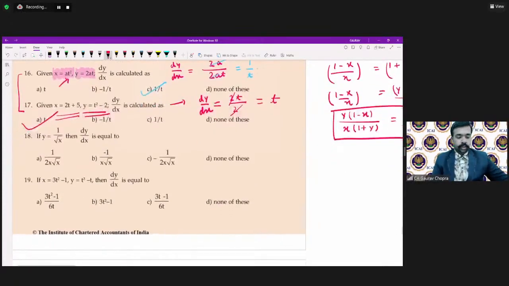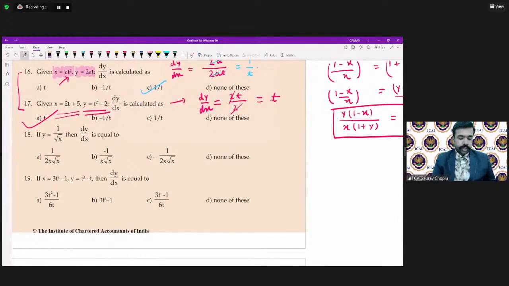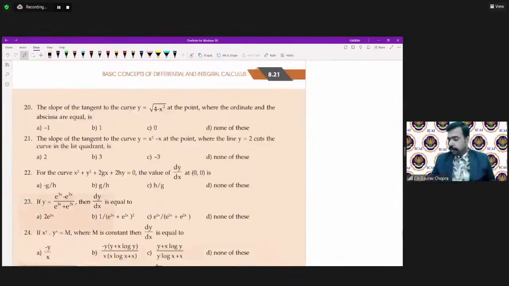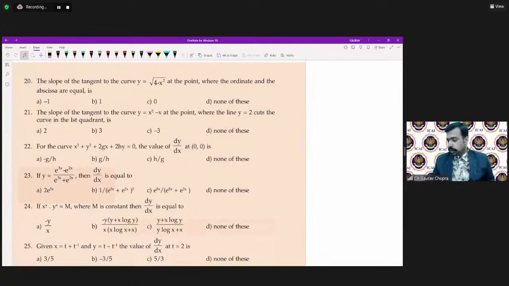Now, let us do one more question, which is 20. This 20 is in great demand. Almost each and every person is asking about question number 20. Let's do this.